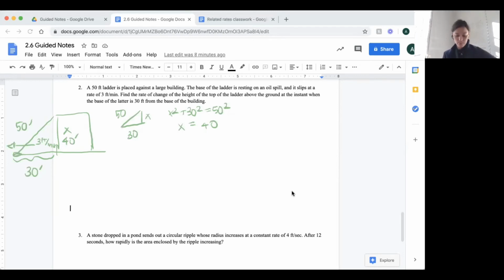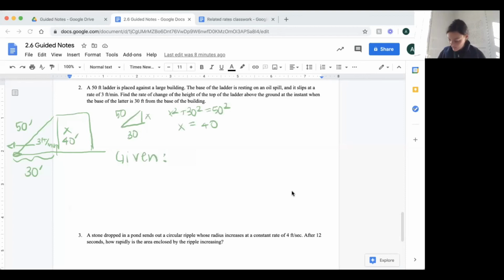And now we have a complete picture. We have an absolutely complete picture. Let's write down what we're given and what we need to find. Given and find is kind of like, what are you given in terms of the rate, okay?